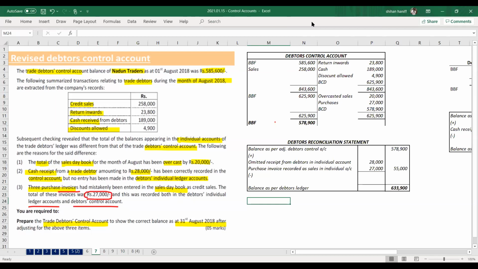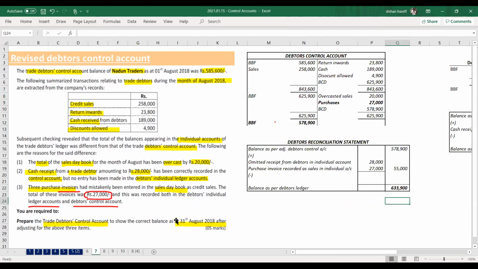Another question: why is that purchase 27,000 in debtors ledger? Because this 27,000 was recorded as sales. That is the error. This 27,000 is the error correction. Since it was recorded in sales, we credit the control. So 633,900 is the balance as per debtors ledger.